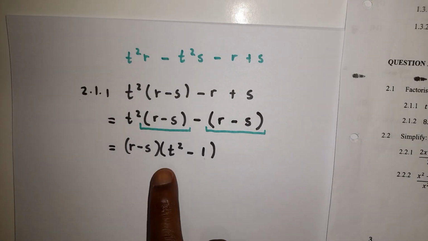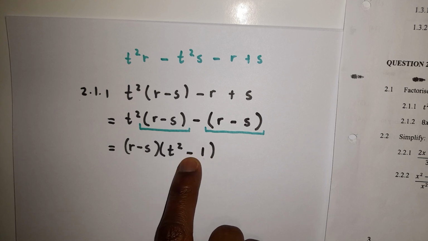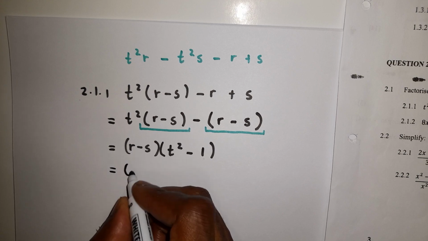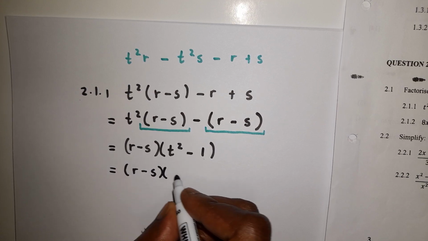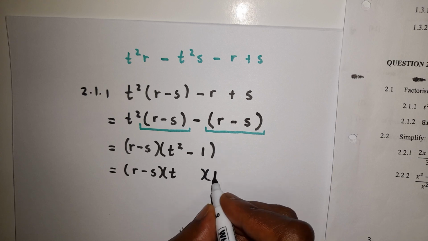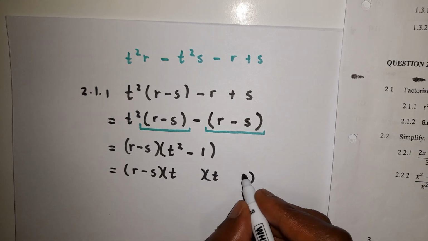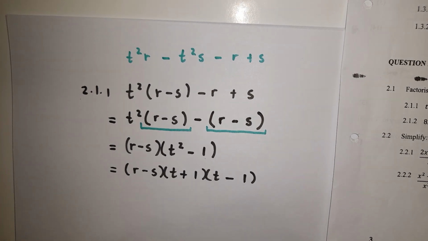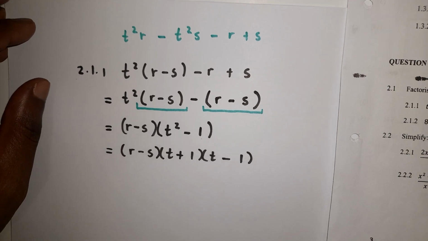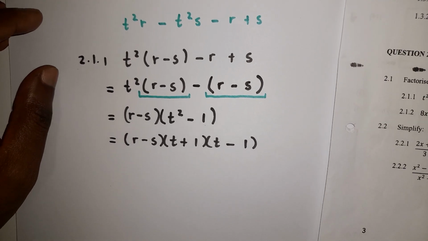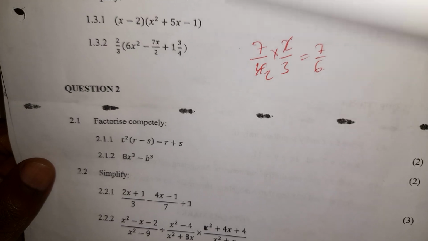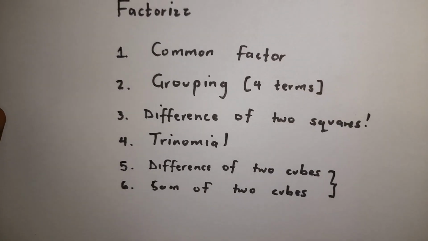Why do we say it's a difference of 2 squares? There's a square, there's a square. A difference means minus. So this can be factorized further to give us r minus s multiplied by t and t. Then the factors of 1 are 1 and 1. One is positive, the other is negative. And then, grade 10s, this is how you fully factorize this expression. Let's look at the next question, 2.1.2. Again, still under factorize, so we think of these 6 techniques.